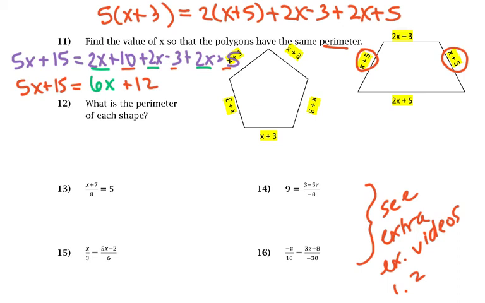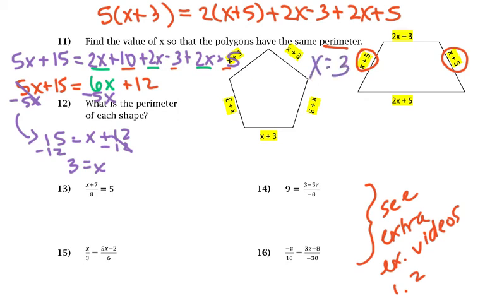Okay, now I'm down to an equation where I just have variables on both sides. So I'm going to get all of my variables on one side. So I'm going to subtract 5x. So I'm going to have 15 equals x plus 12, and I'm going to subtract 12. 3 equals x. So the answer to number 11, x is equal to 3. That's what x has to be so that those two perimeters are the same. If x is anything else, then the perimeters will not be the same.